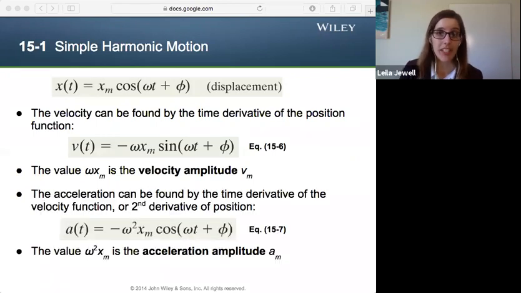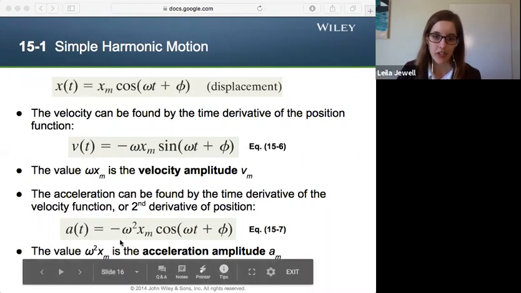And similarly, we can get the acceleration by taking the time derivative of the velocity function or the second derivative of position with respect to time. And if we take the derivative once more, we go from sine to cosine. This one, the derivative doesn't have an extra negative sign. So we don't cancel out that negative, we have an extra negative there.